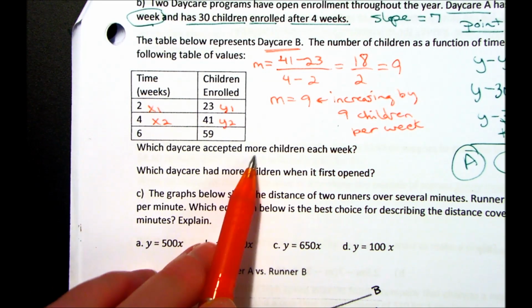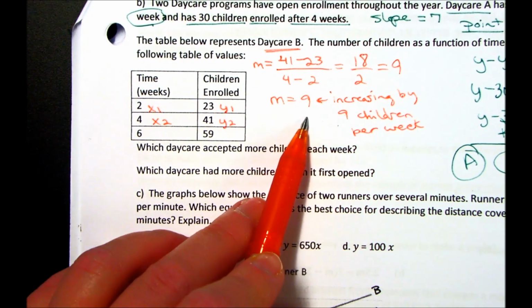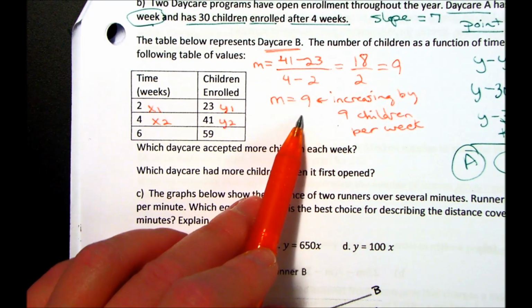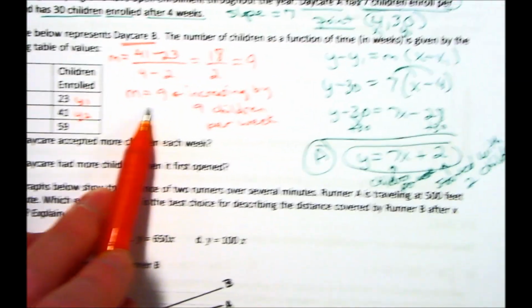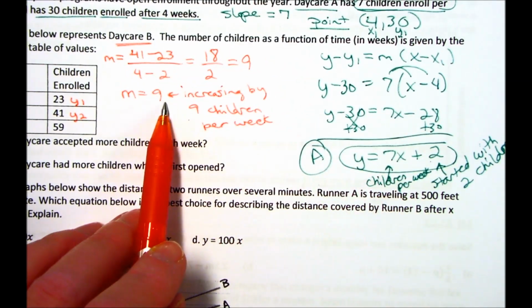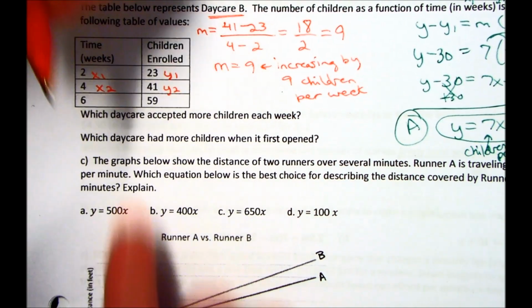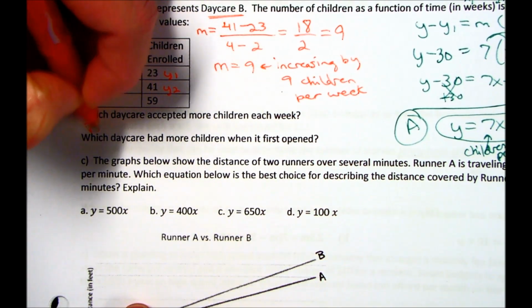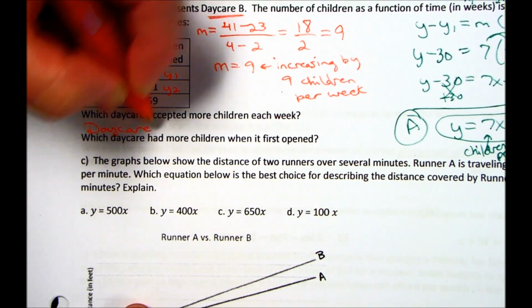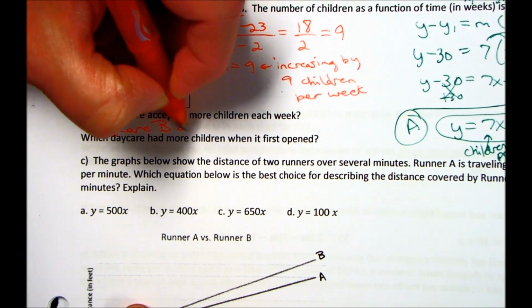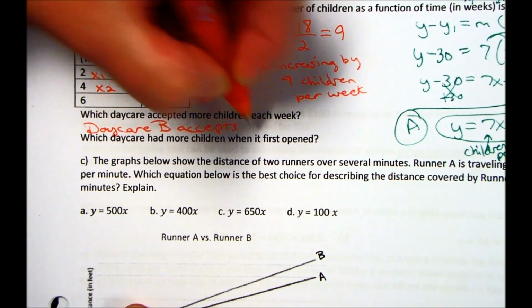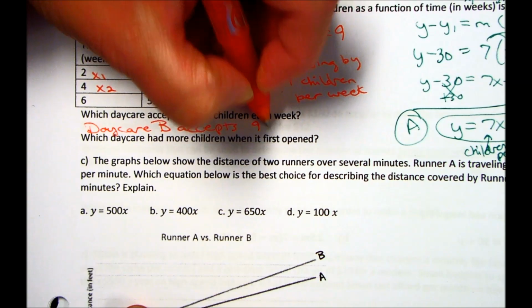Which daycare accepted more children each week? That would be daycare B, because they're accepting 9 per week, where daycare A was only accepting 7 per week. So daycare B accepts 9 per week.